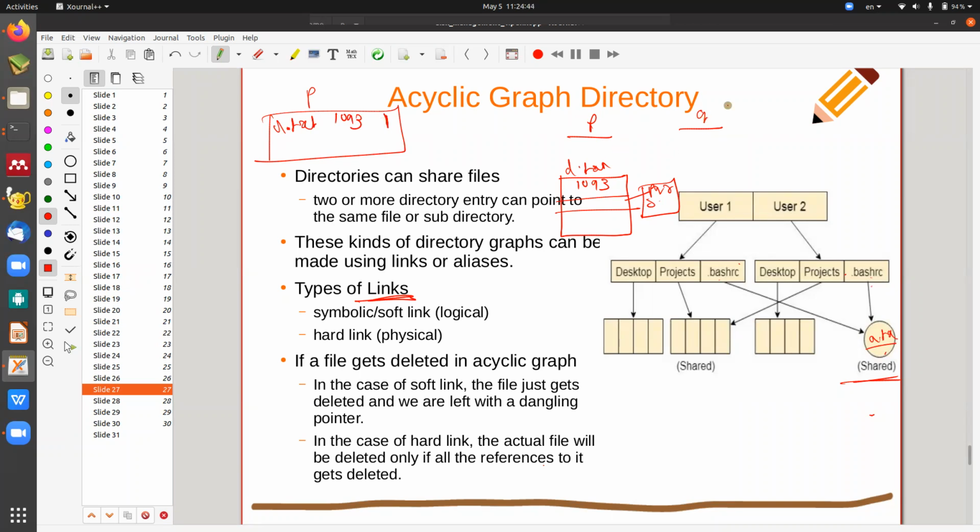The moment you write here, that is in Q, establish a link with the ln command from this d.txt to d.txt, what has it done? Inside this Q, it has written like this, d.txt is a file. But what is the inode? Same 1093. What does it mean? Both the directories are remembering the same inode number, but now the link count immediately changes to 2 and 2. What does it mean? There is a d.txt in P also. There is an entry d.txt in Q also. Both are pointing to whom?